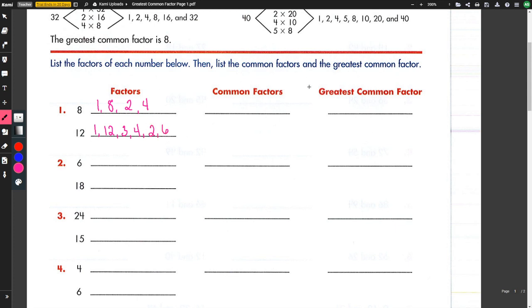Now I'm going to write the common factors they have together. Well, I see they both have 1. Nope, not 8. They both have 2. And they both have 4. The biggest one they have together, well, it's going to be 4.